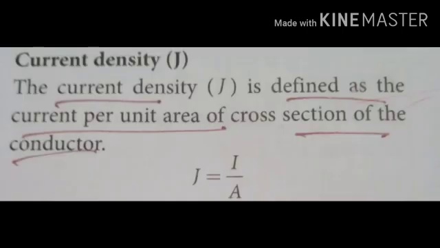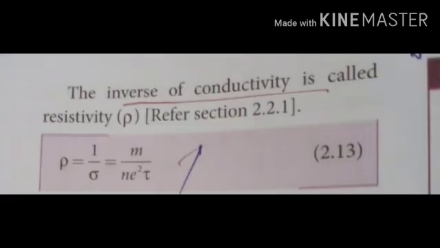In the microscopic model of the current, I is equal to neAVd and the current density J is equal to I by A. It is defined as the current per unit cross-sectional area of the conductor. So the inverse of the conductivity is called the resistivity rho. Rho is equal to 1 by sigma is equal to m by ne square tau.